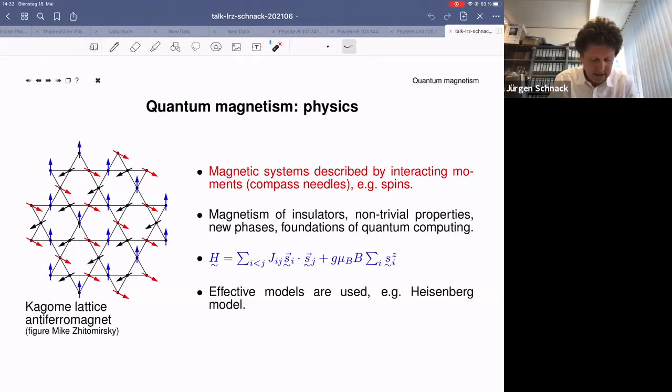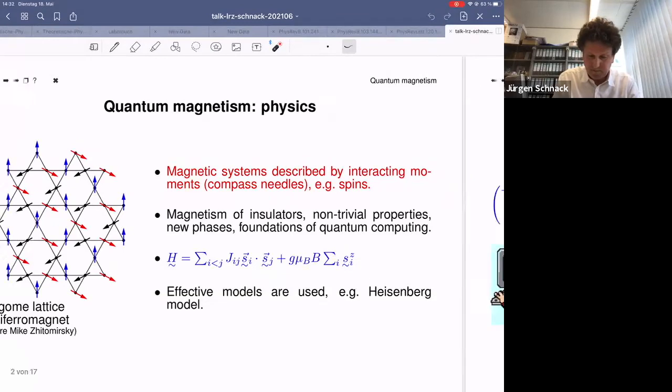In the kagome lattice antiferromagnet, in the way that is sketched here, neighboring spins interact with one and the same exchange interaction, capital J. What you see here depicted in colors is a classical ground state of the kagome lattice antiferromagnet. But today we want to deal with quantum properties of this system.